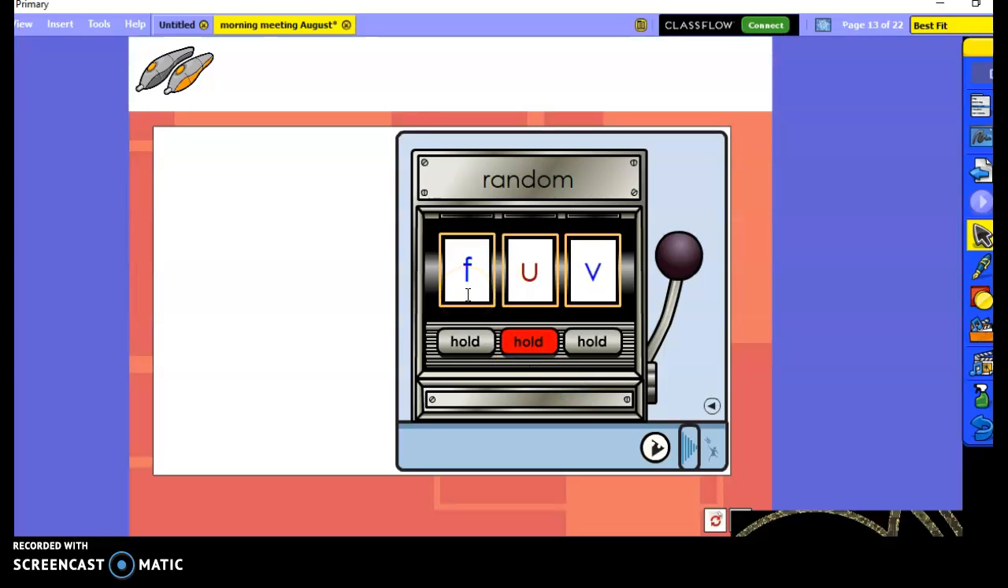Let's read this one in our heads. And together. Read this in your head. And together. In your head. Together. Last one. In your head. And together.